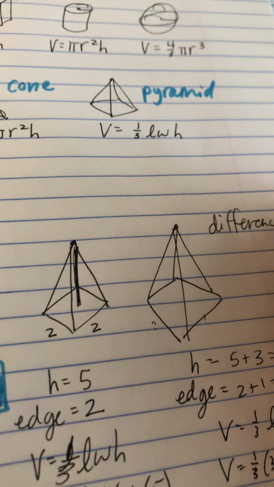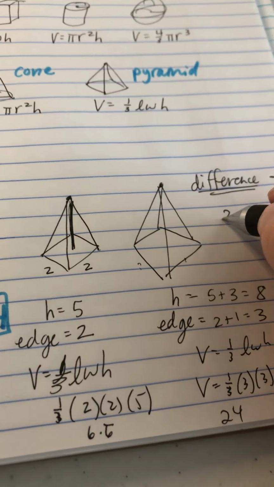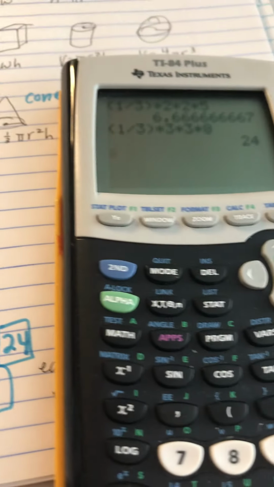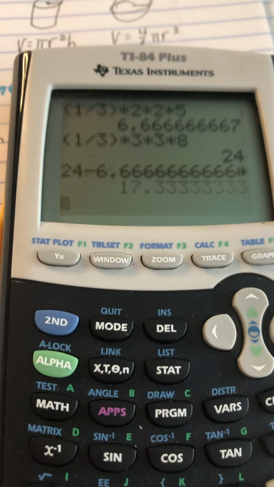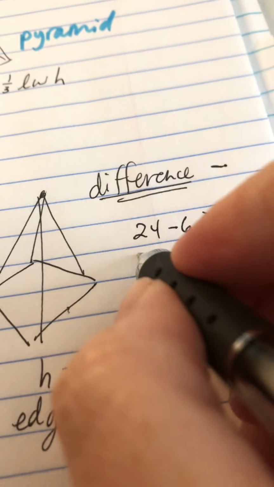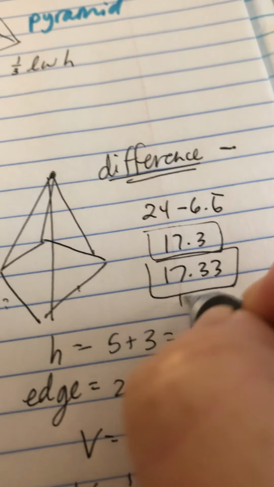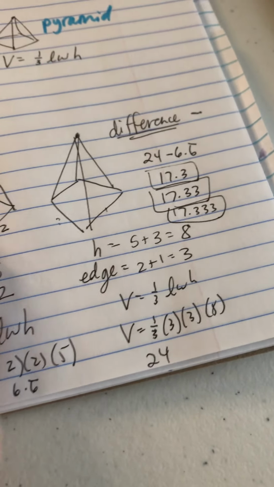Difference means to subtract. So I would do 24 subtract 6.6 repeating. I would make sure that bar goes all the way across to show that it's continuous. And so I've got 17.3. Now, if they said to the tenths, that's what we'd say. If it said to the hundredths, we would say this. To the thousandths, right? And you can go back and rewind if you need help with those words.